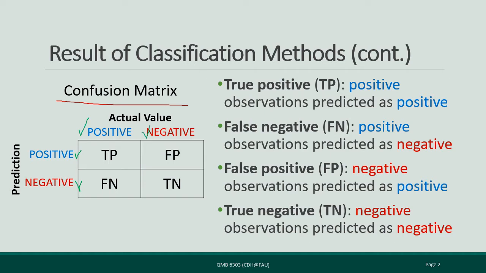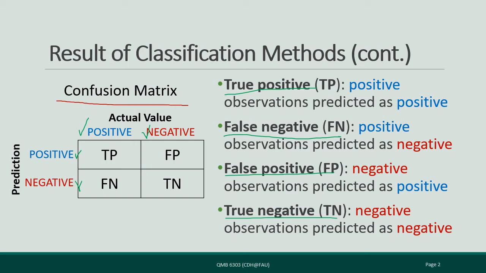Then the confusion matrix puts every single observation into one of four possible outcomes: true positive, false negative, false positive, and true negative. So what does that mean? Let's just talk about the first one. True positive means that the positive observations are predicted as positive. So the observations are actually positive, and the prediction is also positive.